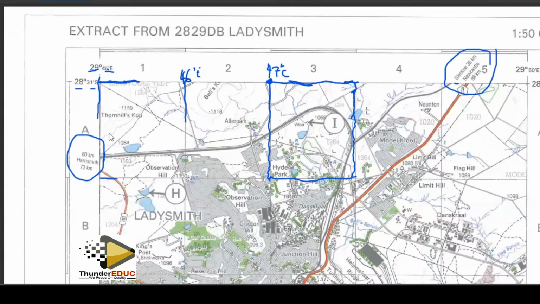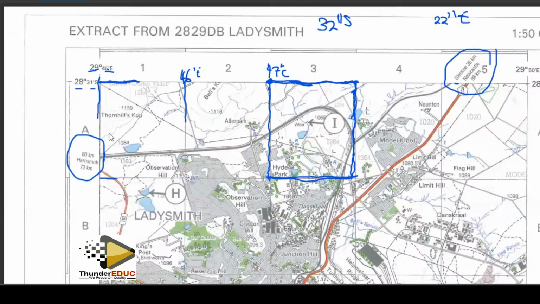32 seconds to the south, that is latitude. And for longitude, we want to find 22 seconds to the east. How do we identify this? Because these ones now are not provided. The minute values are provided, but now the second values are not there.